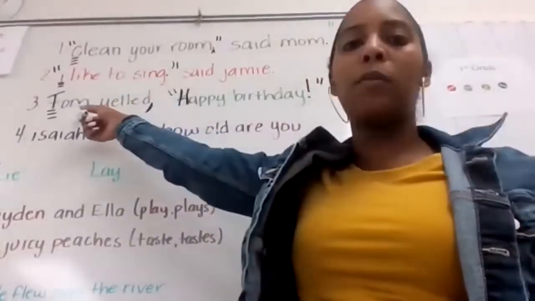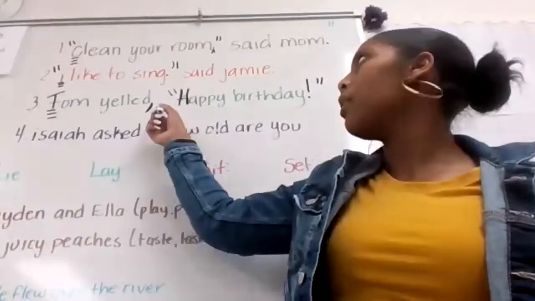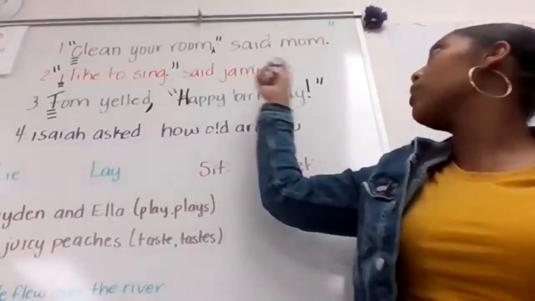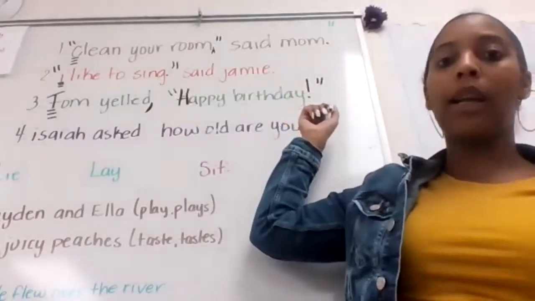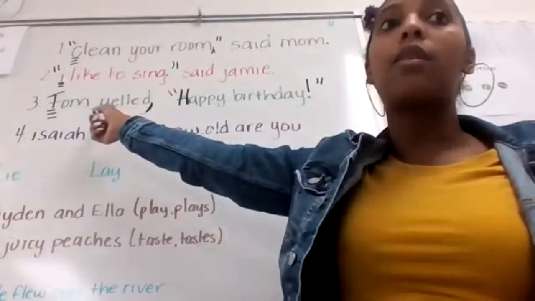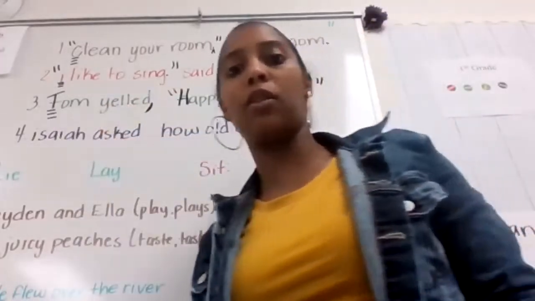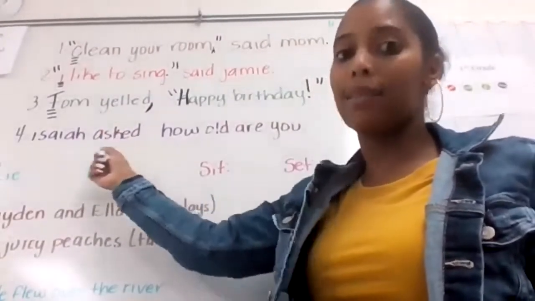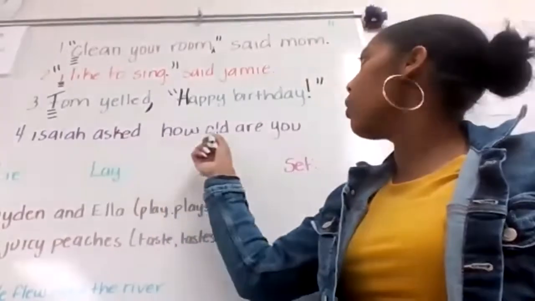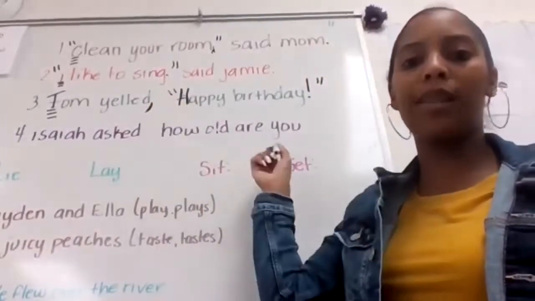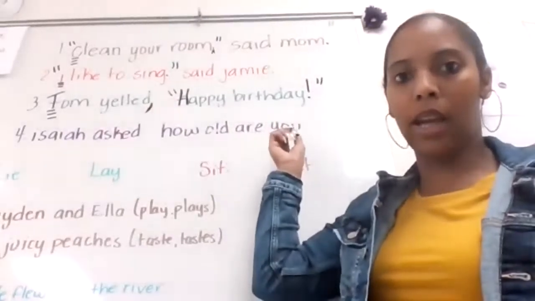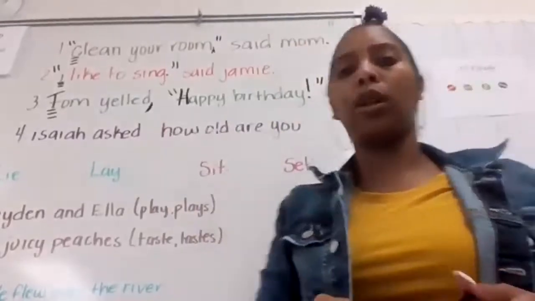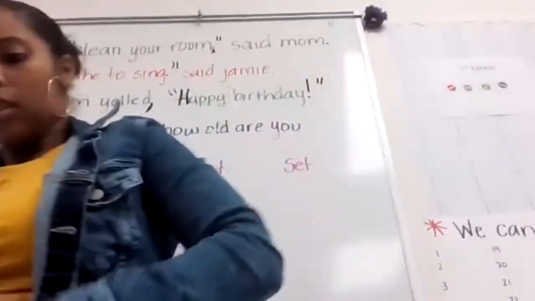Okay, so Tom was speaking. So Tom yelled, comma, his quotation, the words he said, "Happy birthday." And you put the quotation marks to show it. An exclamation mark because it said yelled. So that's why I had said before that it was an exclamation sentence. Okay, number 4. Isaiah asked, now look at that, asked, question. "How old are you?" So same thing as number 3. The quotation is in the back. Okay, quotation is behind it. So Isaiah asked, "How old are you?" Try this one.